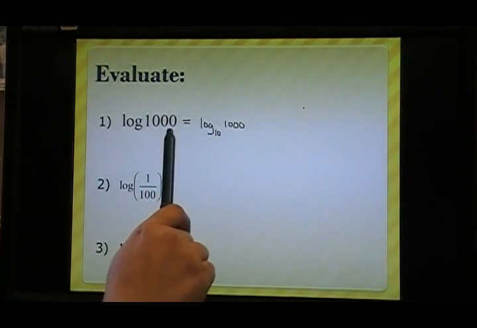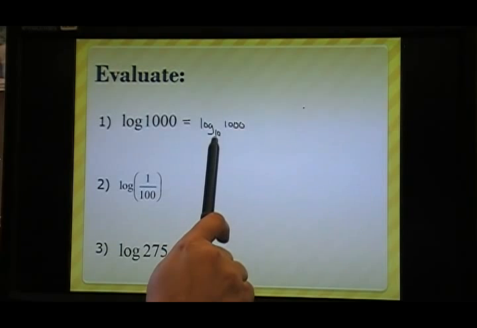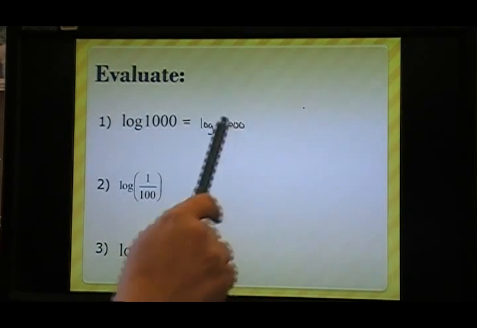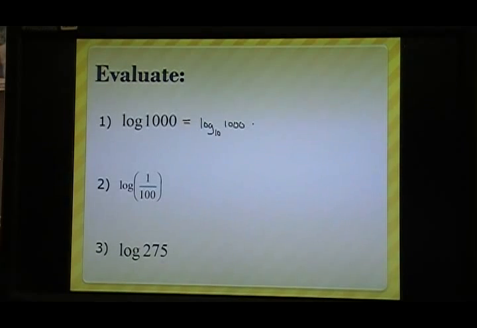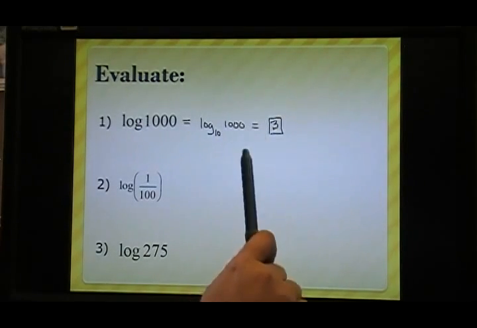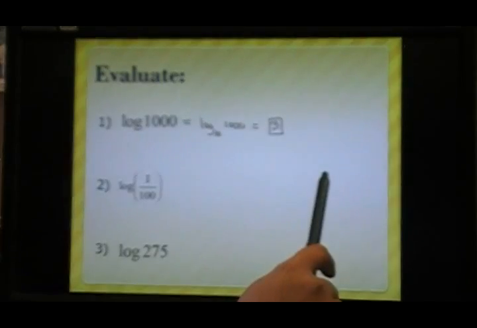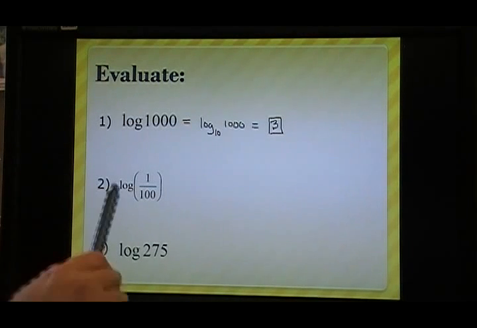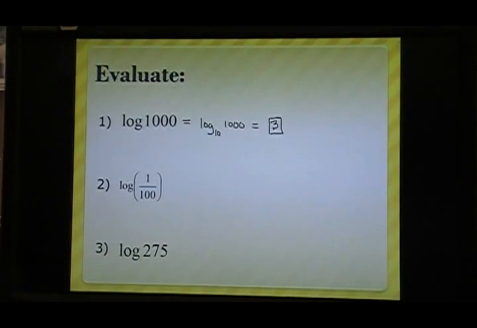So to evaluate, I have to think, what am I going to raise 10 to get 1,000? If you don't know, you can play around in your calculator, but hopefully you realize that if you take 10 to the 3rd power, that would be 10 times 10 times 10, which gives you 1,000.